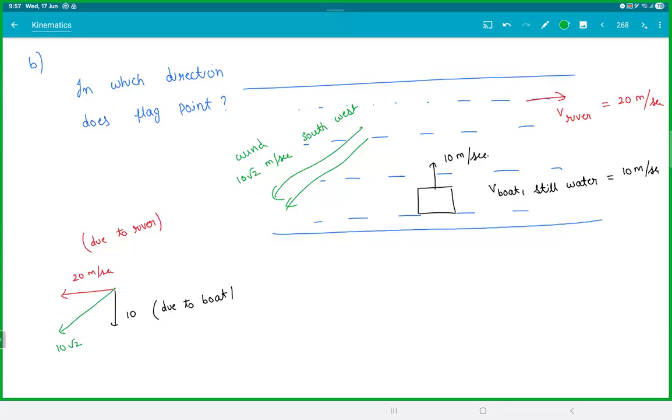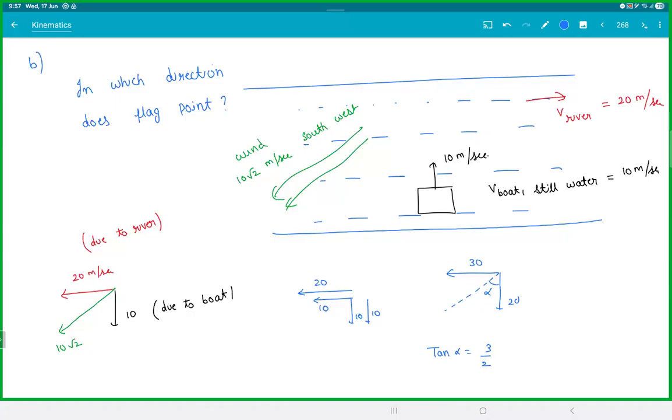You just have to get the vectors there. So that's 20, that is 10, 10 and 10. So we got 30 and 20. You can take angle however you want. So I will take this angle alpha. Then you get tan alpha is 3 by 2.